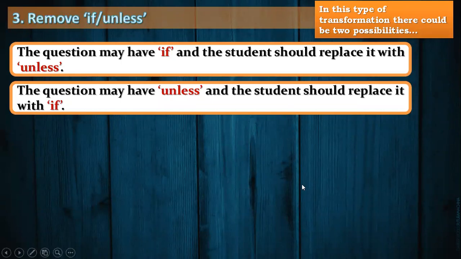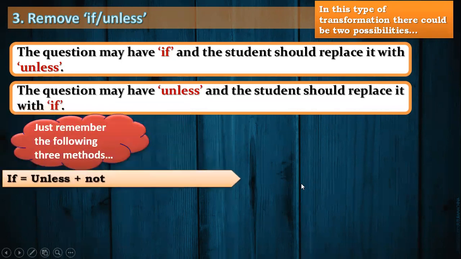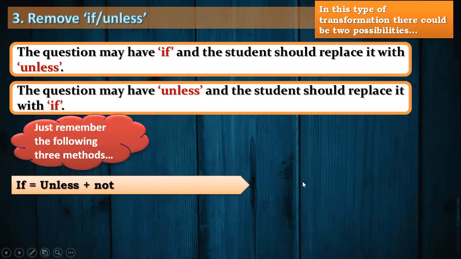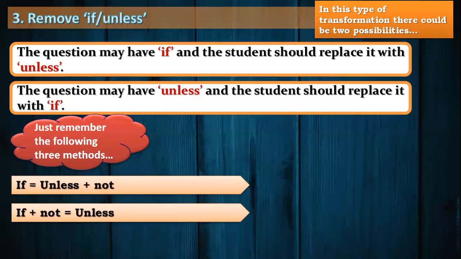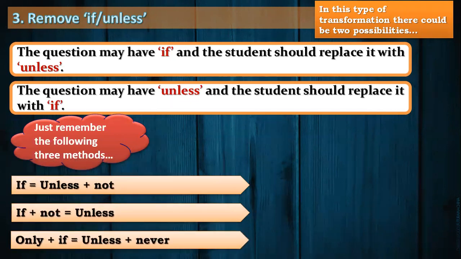Still confused what I'm speaking of? So here we go. Let's follow the rules. If is equal to unless plus not. That means a sentence which contains the word if can be replaced by unless plus a negative word. And a sentence which contains if plus a negative word already gets replaced only by unless. And the third rule here is only if is equal to unless plus never.